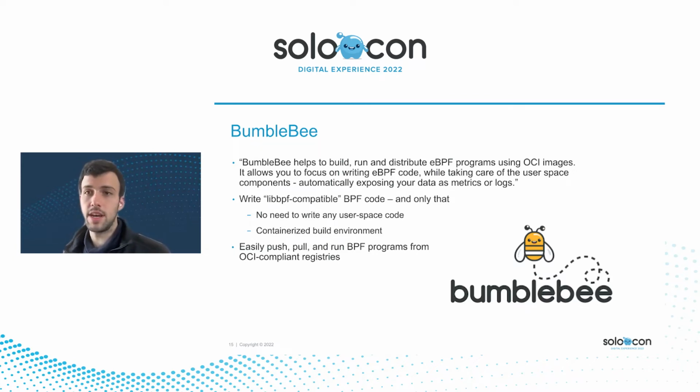So let's break that sentence down really quick. BumbleBee helps to build, run, and distribute eBPF programs using OCI images. So what is an OCI image? An OCI image is essentially a Docker image. So when we thought about building BumbleBee, we took a lot of inspiration from Docker because we feel that the user experience there is really great.